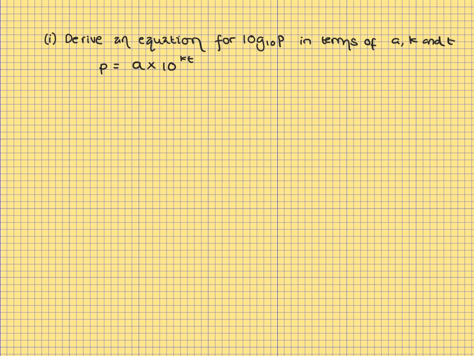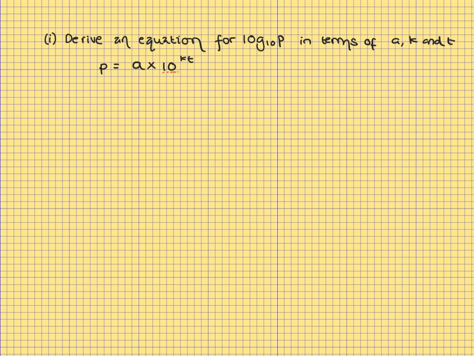So, part 1. Derive an equation for log to the base 10 of p in terms of a, k and t. Because there is a 10 in the model equation here, this will explain why we're using log to the base 10, although it is a convenient logarithm to use. And for clarity, the question has defined this as log to the base 10 to avoid any ambiguity.